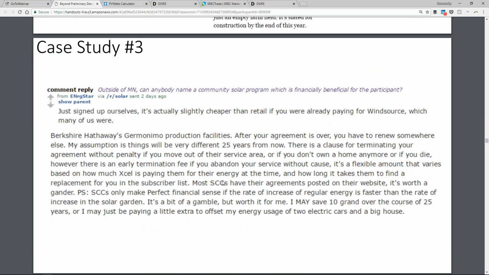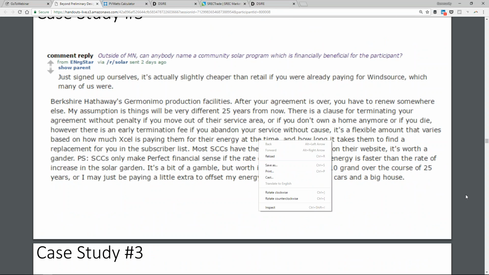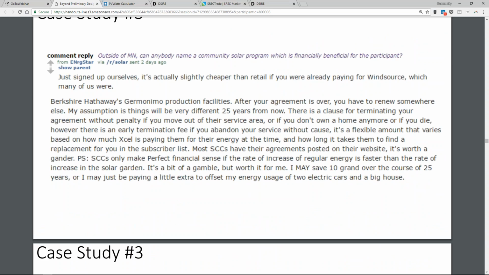So I'm trying to do more research on the Minnesota community solar offering. We saw that one of the competitors is offering basically 13 cents a kilowatt hour with a rate escalator. I go onto a chat room, I find a customer who's participating in the Geronimo project, and so I asked him a few questions. He says, well, we just signed up. It's actually cheaper than retail if you're already paying for wind source, which many of us were. And I think this is one of the most revealing aspects of who participates in community solar, because what we're about to learn is that Minnesota's community solar program, in fact, will increase the cost of electricity for the participant, unless they were already part of that 2% of the U.S.